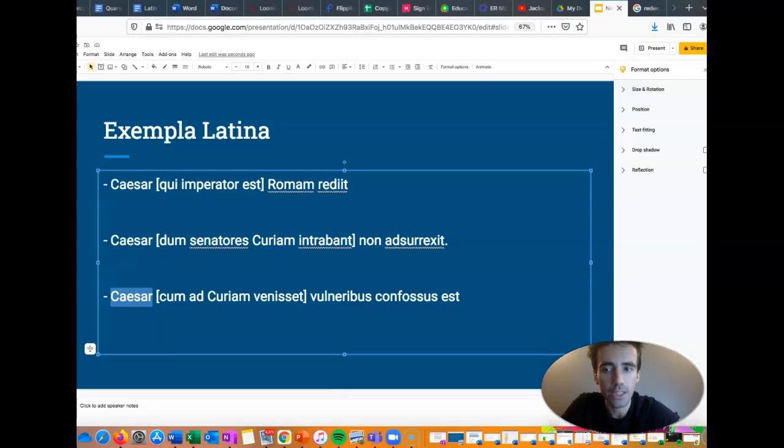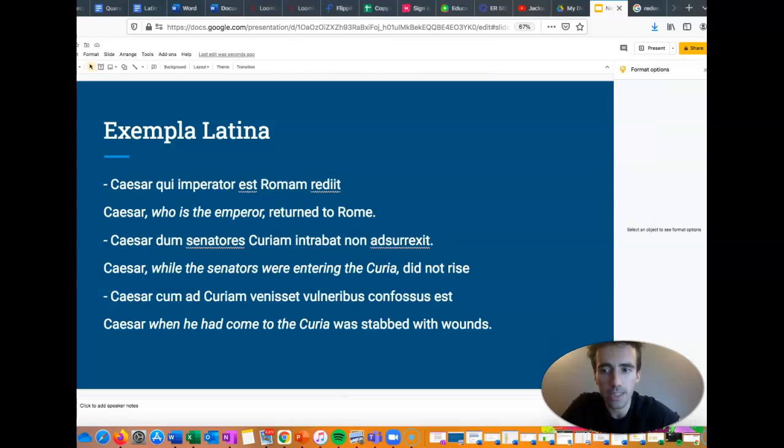Okay, good. So let's take a quick look at what these look like in English. And note that in English, we also have this idea. We can do nested clauses, right? We can have a clause within the main clause. So I could say Caesar, who is emperor, contained within the main clause, returned to Rome. Caesar, while the senators were entering the Curia, did not rise. So Latin and English both have these.